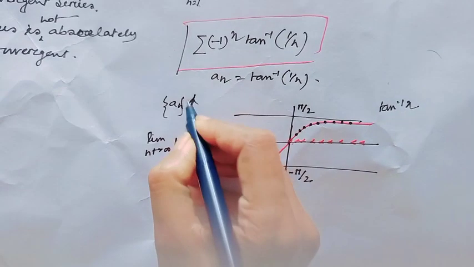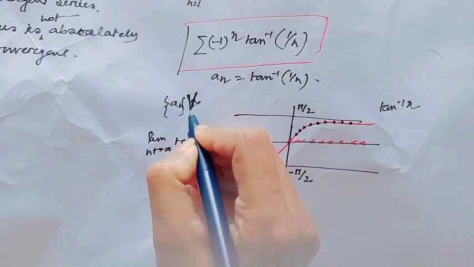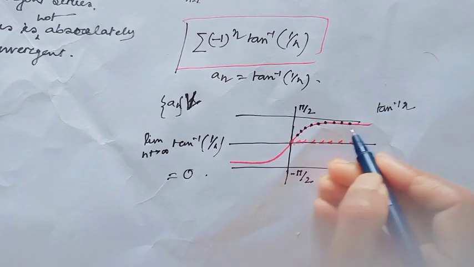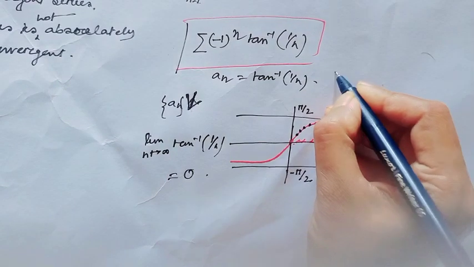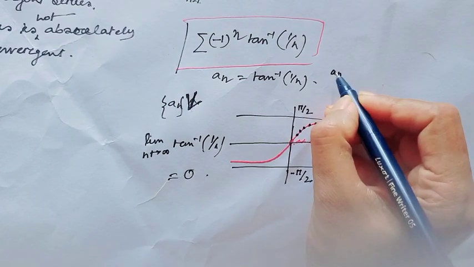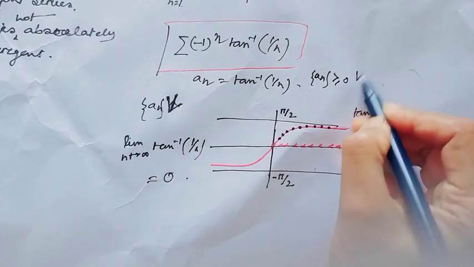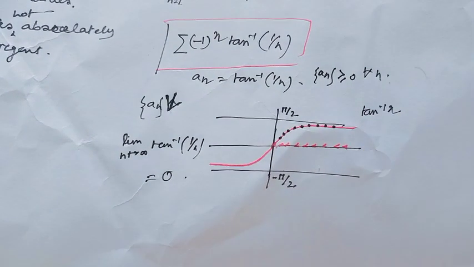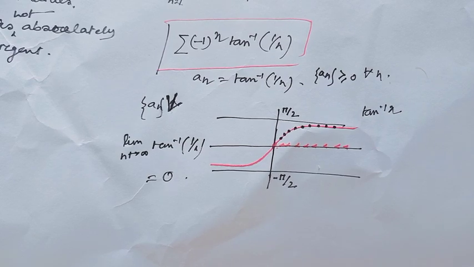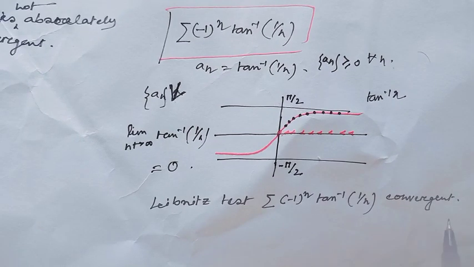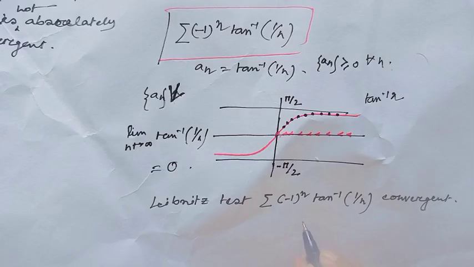Here the sign would be such type, because this is a decreasing sequence, not increasing. And by this graph, tan inverse 1 over n is always greater than or equal to 0 for all n. Therefore, all conditions of the Leibniz test are satisfied here. Therefore, by the Leibniz test, we can tell this series is convergent.